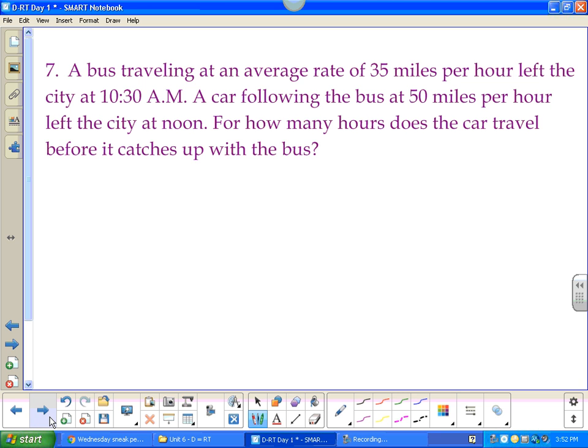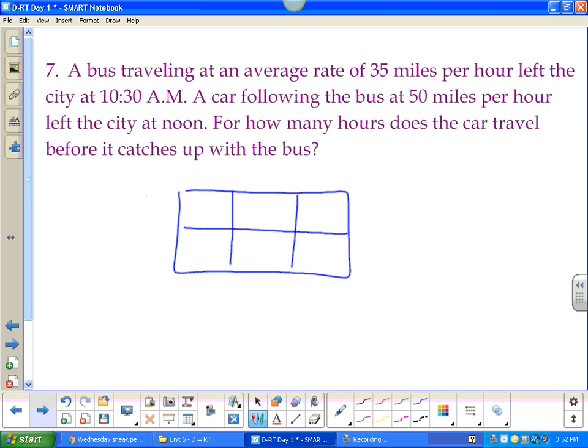A bus traveling at an average rate of 35 miles an hour left the city at 10:30 a.m. A car following the bus at 50 miles per hour left the city at noon. For how many hours does the car travel before it catches up with the bus? Okay. I have a bus and I have a car.